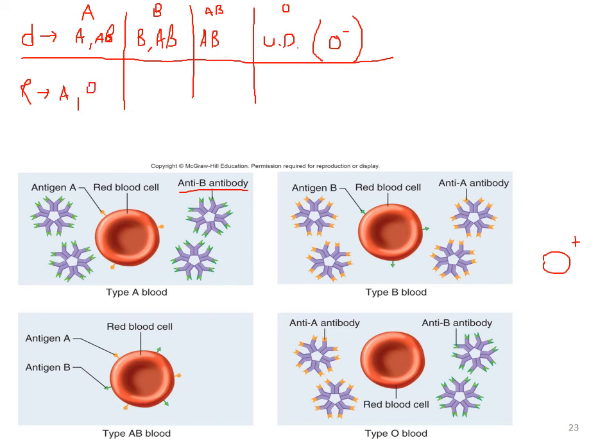If I step it over to B, I've got a B antigen, which means I do not have an A antigen. So that means I have anti-A antibodies. I cannot receive blood from anyone with an A in their name. So I can receive blood from B's and O.